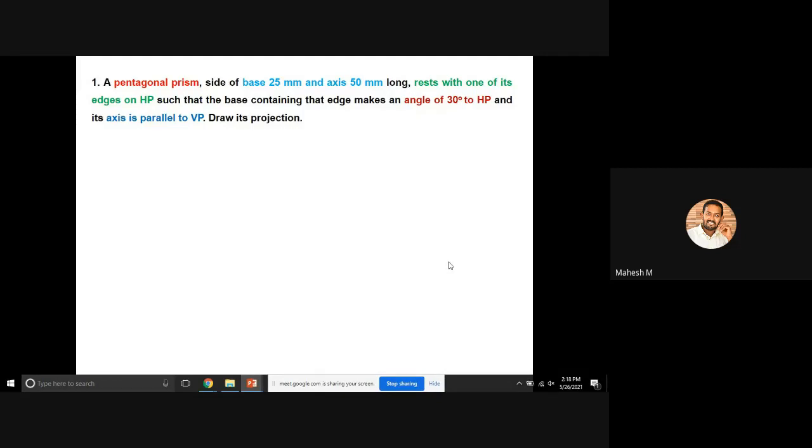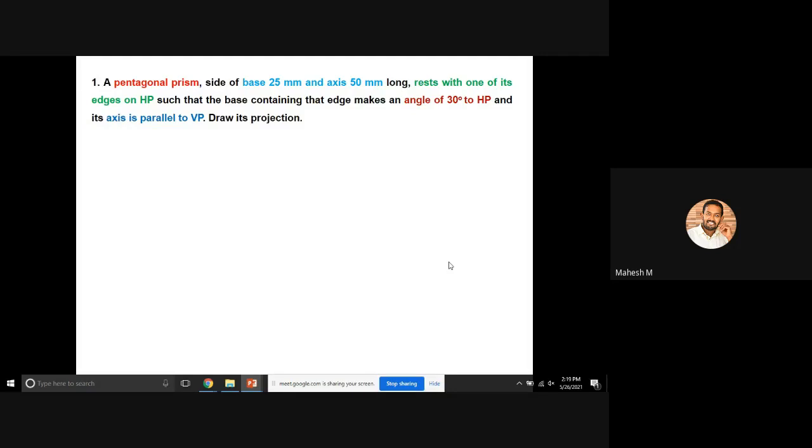What is the difference between a plane and a solid? Please someone respond to this. What is the difference between a plane and a solid? I already told you this.